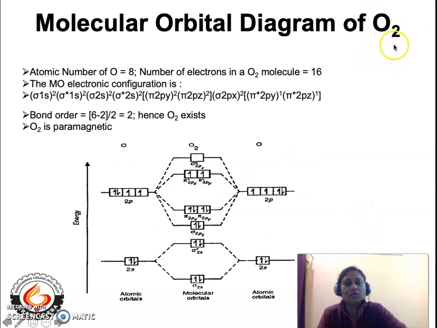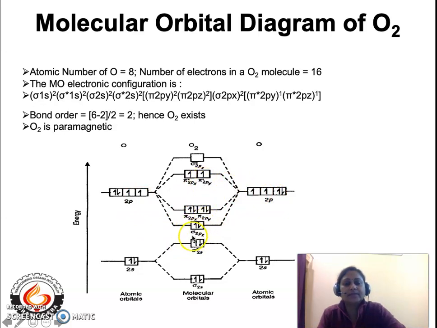Now let us come to the oxygen molecule. As I have already discussed, this molecule will have a different MO diagram. Here we see that there is no difference in the 2s, but let us come to the p molecular orbitals. The sigma 2px has a lower energy level as compared to the pi 2py and the pi 2pz, and we find that there are a total of 4 valence electrons in each of the 2p atomic orbitals. So a total of 8 valence electrons are there.